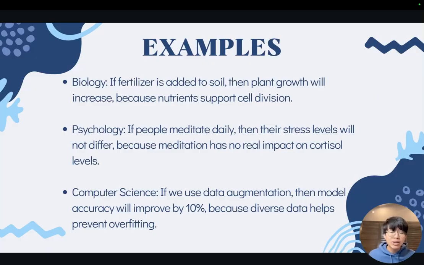And lastly, in computer science, if we use data augmentation, then model accuracy will improve by 10% because diverse data helps prevent overfitting. If the hypothesis was, let's say, model accuracy will change, then that would be non-directional. But if we specify model accuracy will improve by 10%, that's a directional improvement. This is why this is a directional hypothesis in the realm of computer science.